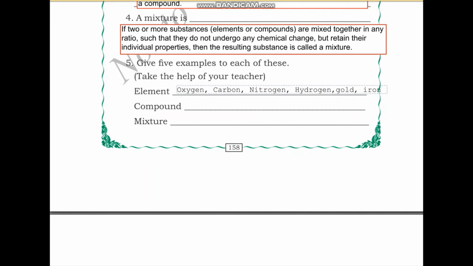Next, think of 5 compounds. Common examples for compounds include salt, sugar, water.